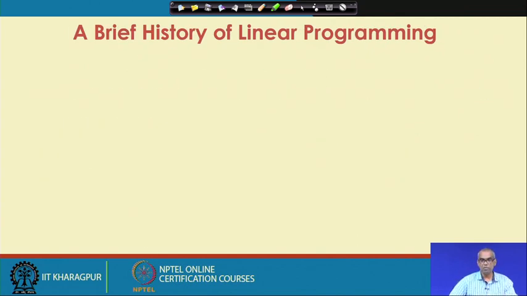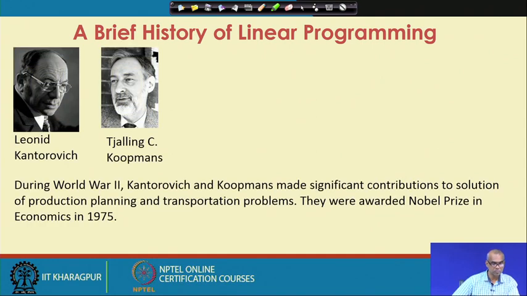Now, let us talk about a brief history of linear programming problems. During World War II, Kantorowicz and Koopmans made significant contributions to solution of production planning and transportation problems. These are all linear programming problems. They were awarded Nobel Prize in Economics in 1975 in recognition of their contribution to linear programming problems related to production planning and transportation problems.